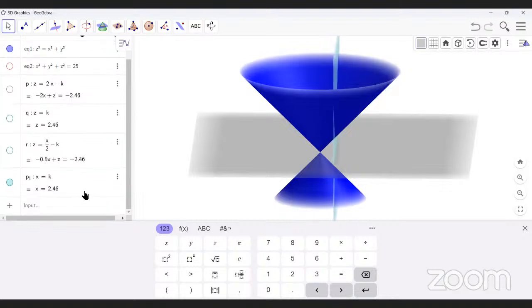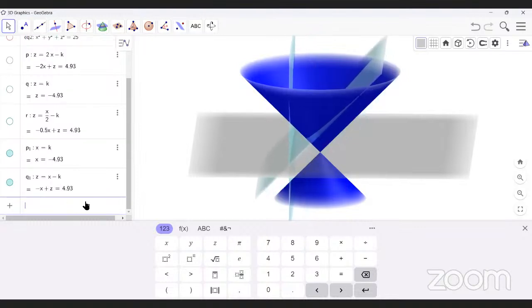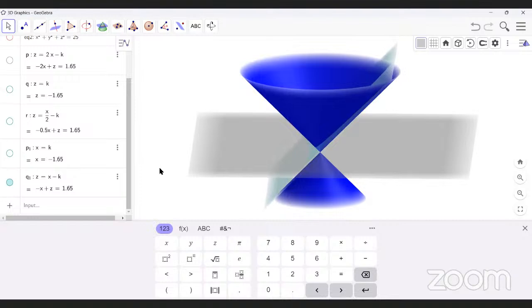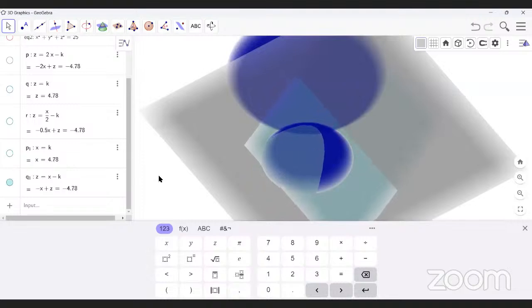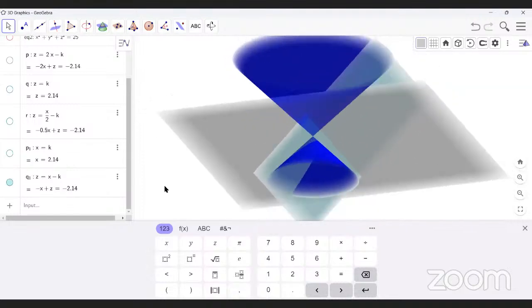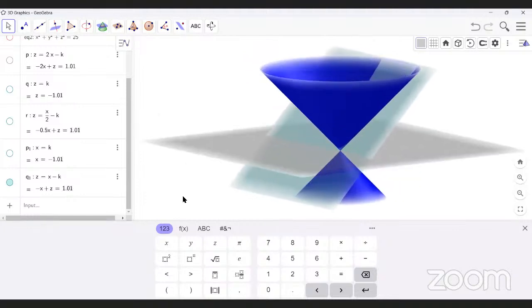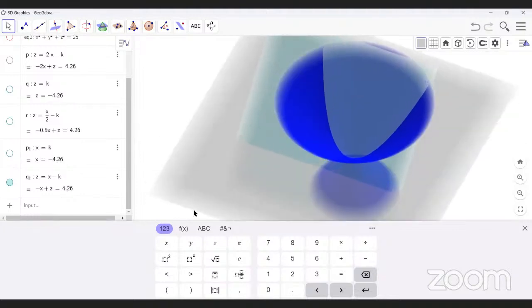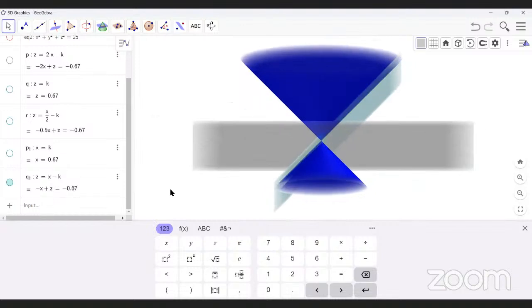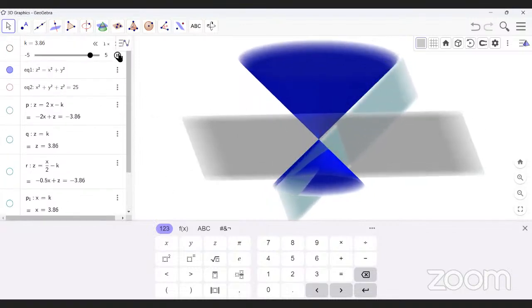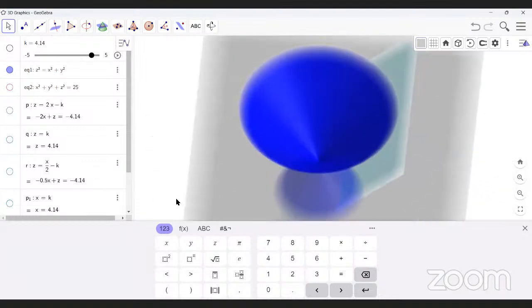ఆల్రైట్, నౌ వాట్ ఐ డూ, I'll intersect this with a plane such that it is equal to x minus k. ఇప్పుడు చూడండి ఎక్కడ ఇంటర్సెక్ట్ అవుతుంది. And what are you getting? You're getting a parabola. So when it intersects only one part of the cone, you will either get a circle, ellipse, or a parabola. See. So you're getting a parabola like this.